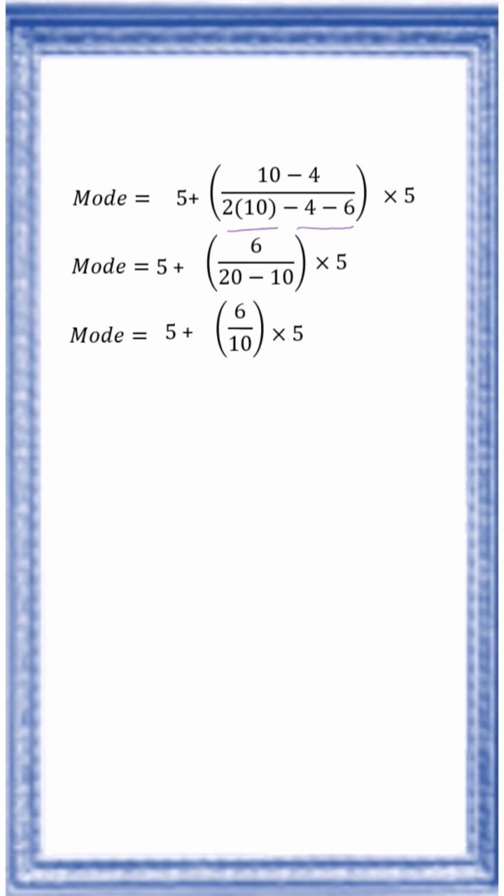Here 5 ones are 5, 5 twos are 10. 6 by 2 is 3, and 5 plus 3 is 8. So mode is 8.